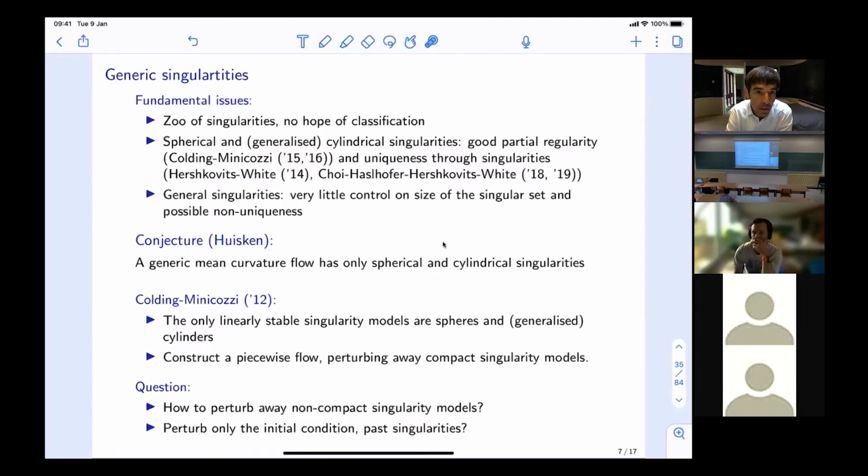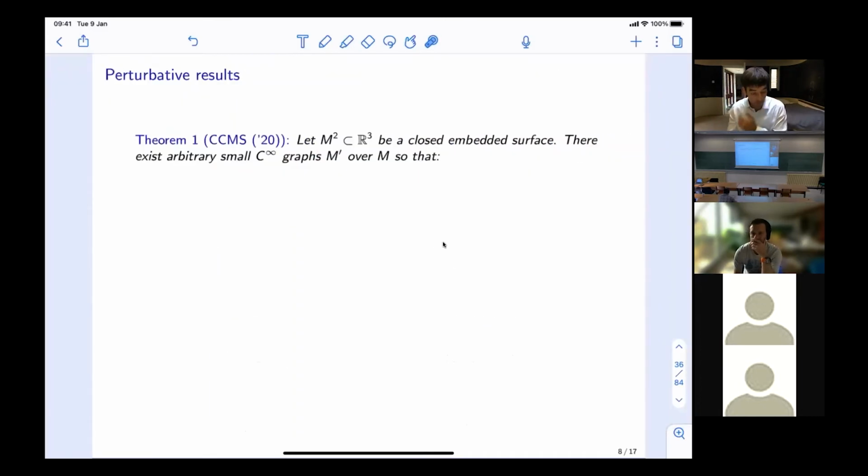So that's what we would really like to do. Okay, now here are our first results. So it's for mean curvature flow in R3. So let's take a closed embedded surface. The statement is then as follows.